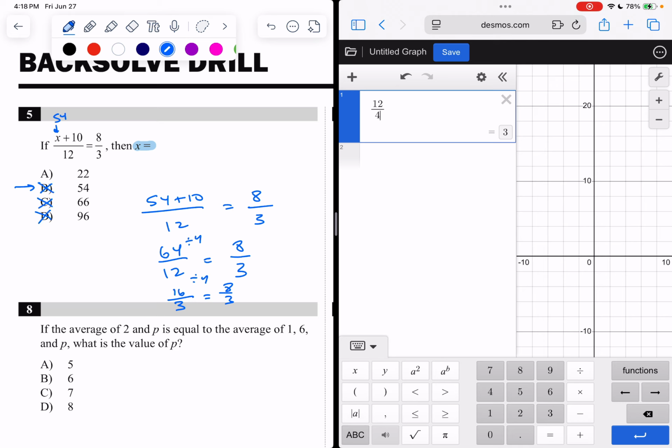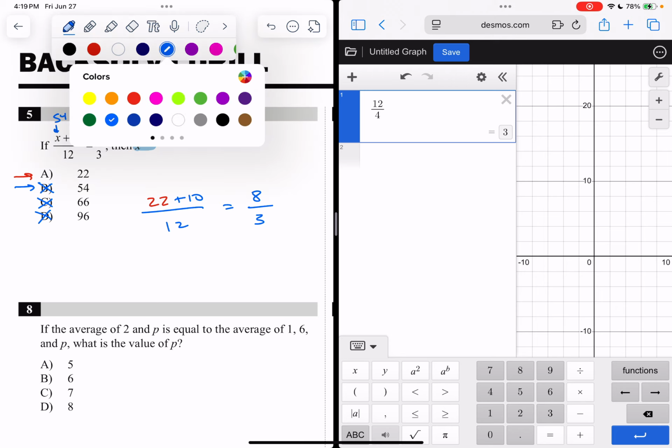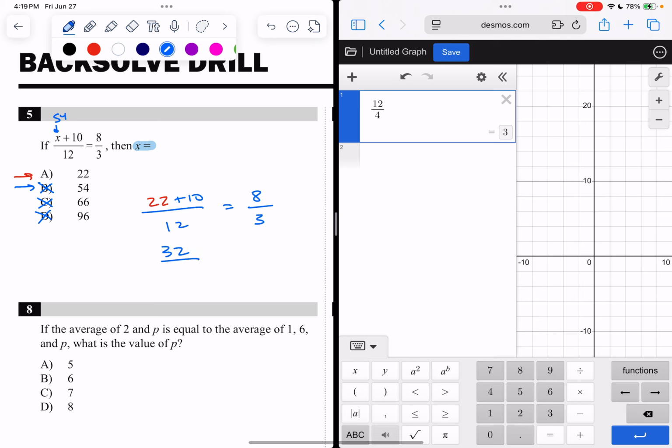So let's get rid of all these. What we can do is just erase what we've done and try again, except for now I'm going to fill that spot that had the 54 in it with a 22. So now what we have is 32 over 12 equals 8 over 3.